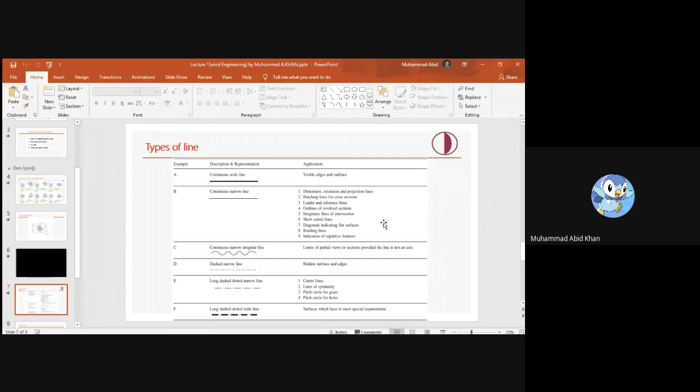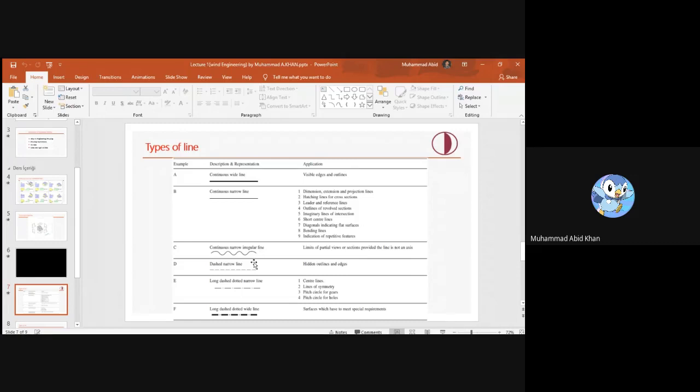Okay, in example C, continuous narrow irregular line. You can see it here. This is the application where we are using this continuous narrow irregular line: limits of partial view or section, provided the line is not an axis. Okay, let's move on to example D.